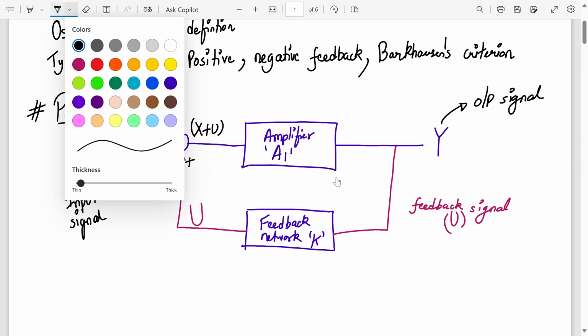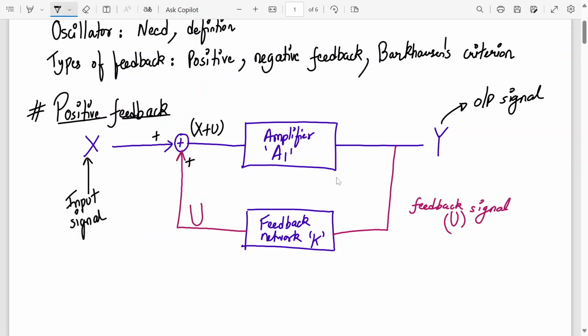Now, the output of the feedback network is U and the input is Y, and this block multiplies by K. So what will U be given by? K into Y. Agree? Next, X plus U is the input to the amplifier. So what will be the output of the amplifier? A1 times (X plus U). Agree? Because it's multiplied with this block A1.